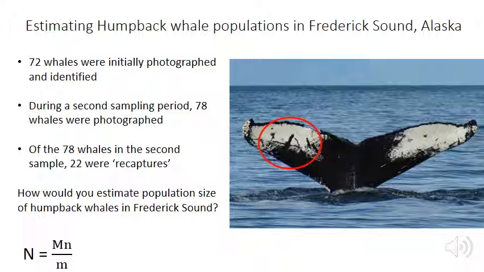So to estimate population size of humpback whales, we then use this equation from the previous slide. This is 72 times 78 divided by 22, which gives us an estimated population size of these whales of 255.